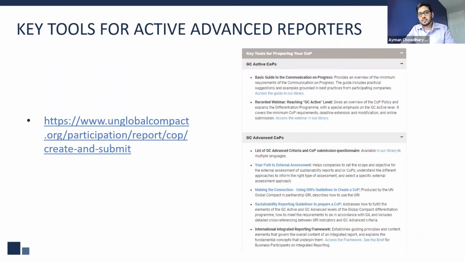And key tools for active advanced reporters. So let's say you want to excel, however, your organization is committed to UN Global Compact. If you click on this link, it will take you to this page where you'll be finding all these great resources, like making the connection, how you can use the GRI guidelines to create a COP, the sustainability reporting guidelines to prepare a COP. We have plenty of resources to help your organizations to make a very strong communication and progress, because remember, these are being seen by all the UN Global Compact members, globally, investors, stakeholders. Everyone is seeing your COP. So if you want to communicate strong sustainability commitment through your COP, we have the help here, support here.